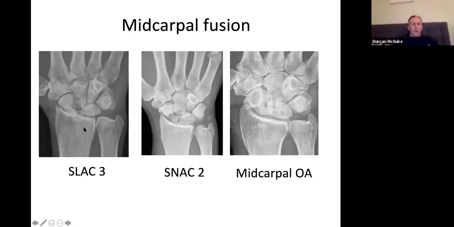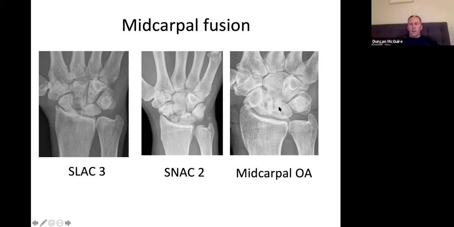So here's a few examples. This is SLAC 3. So you can see the whole of the scaphoid fossa is involved, and the capitate head is just starting to migrate proximally. You can see this capitolunate arthritis just over there. This is a SNAC 2, where the distal scaphoid is involved and the radial side of the capitate head is involved. And then this is primary midcarpal arthritis.